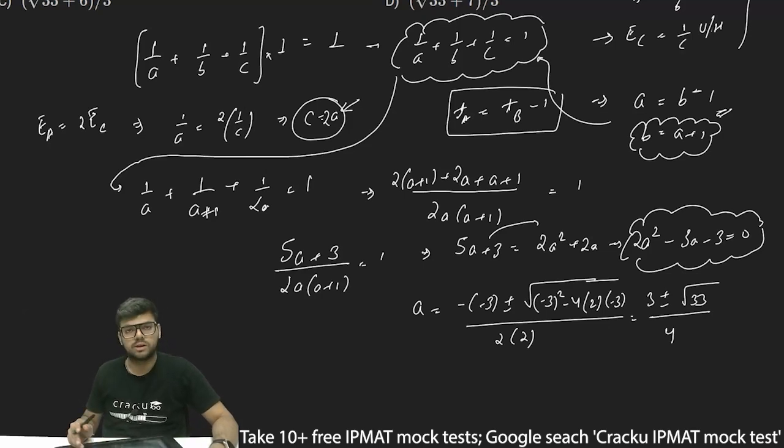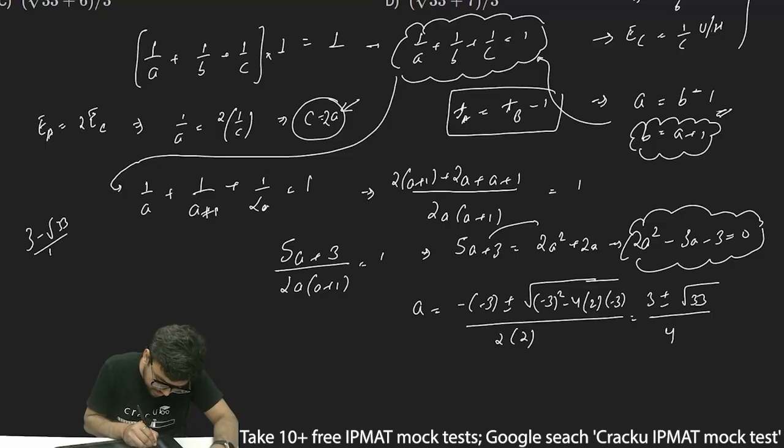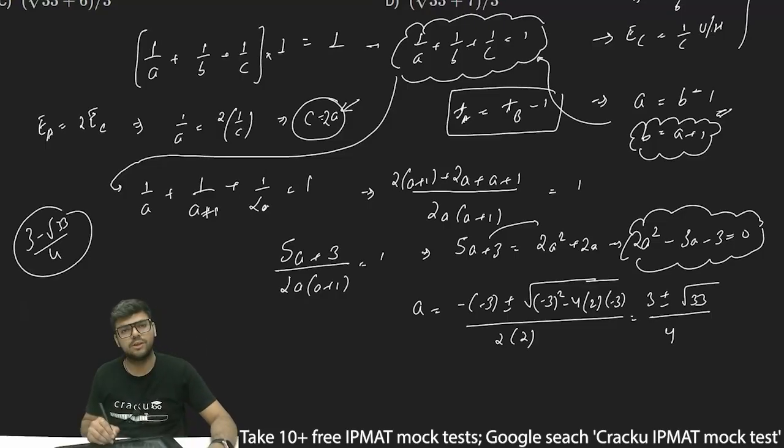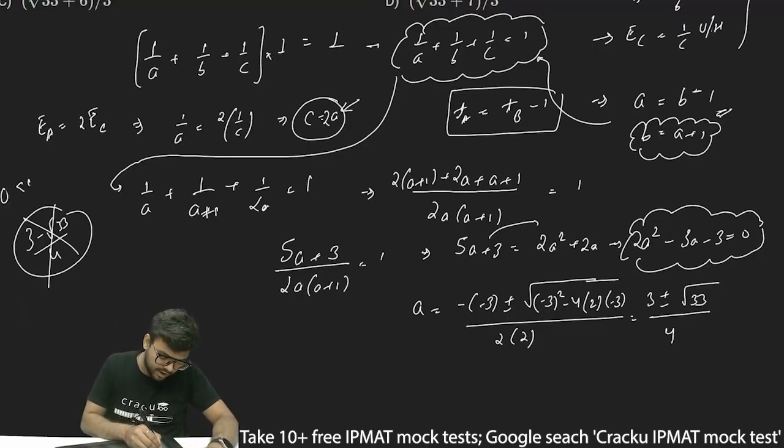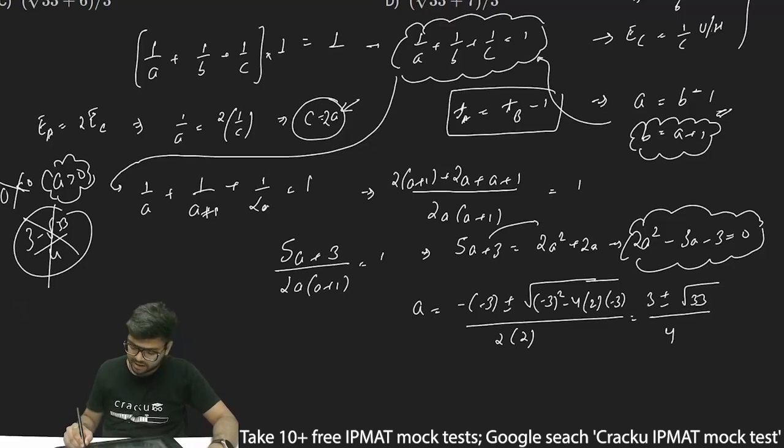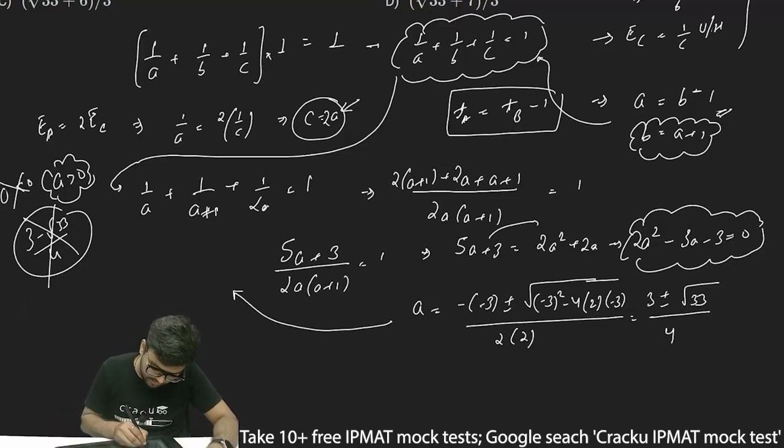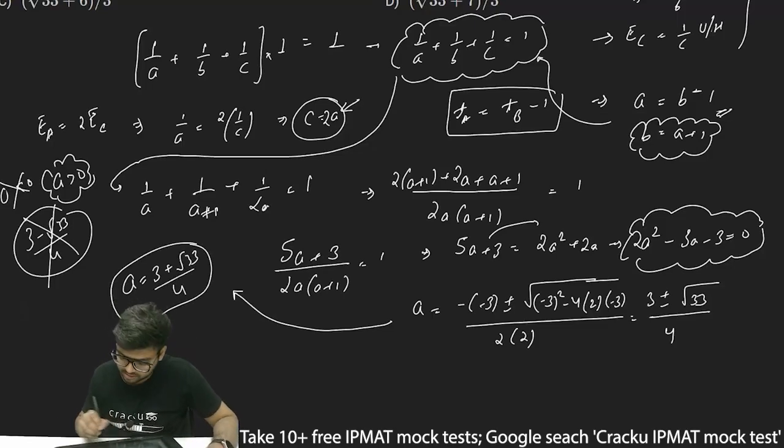Now 3 minus root 33 by 4 will be a negative number. So the value of A will be negative, but A is basically the number of hours. So the value of A can never be negative. A will always be positive. Therefore, I can say 3 minus root 33 by 4 is never possible, and thus I can write the value of A will be 3 plus under root 33 by 4.